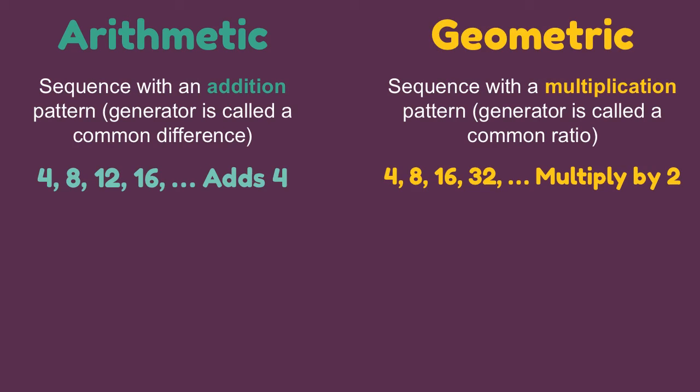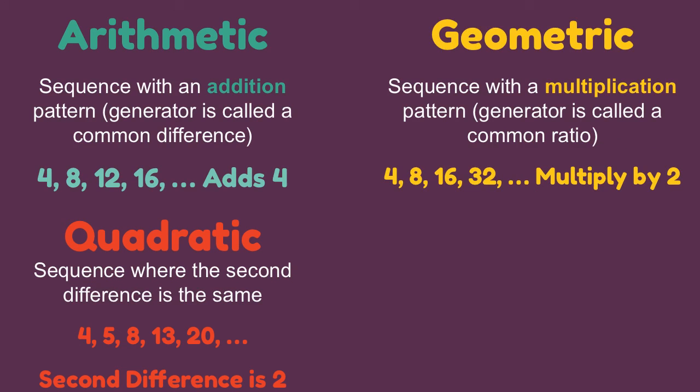The next type of sequence we're going to look at is a geometric sequence. A geometric sequence you get by doing multiplication. This time the generator is called a common ratio. So in this example, our generator or our common ratio would be 2 because the way that we generate or create the sequence is by multiplying everything by 2.